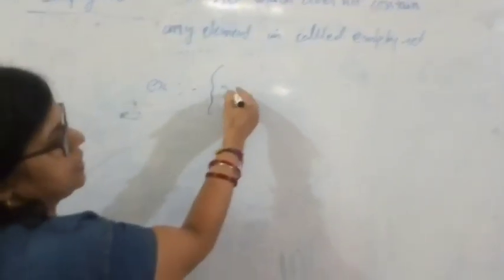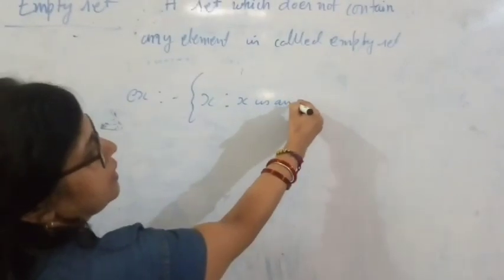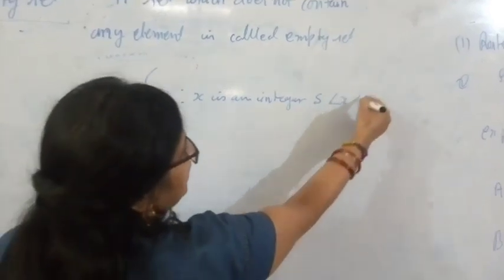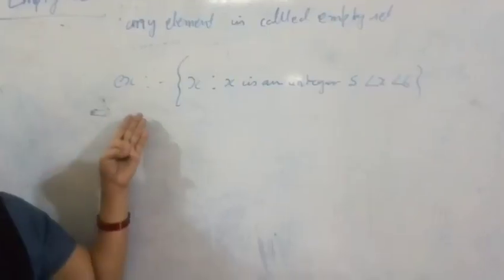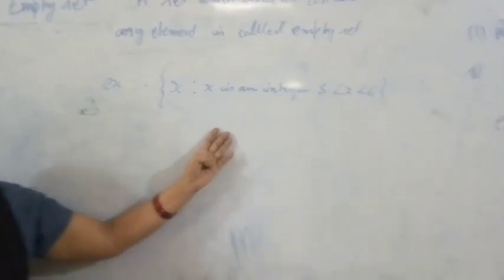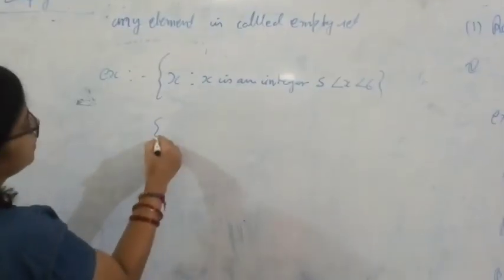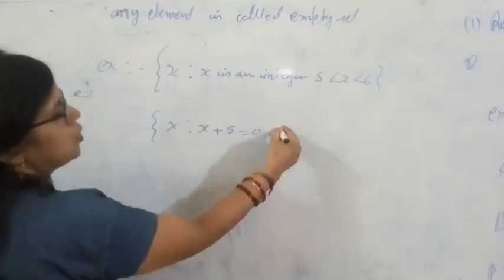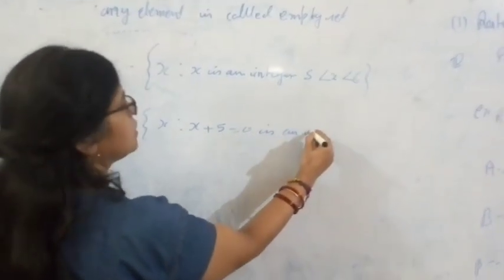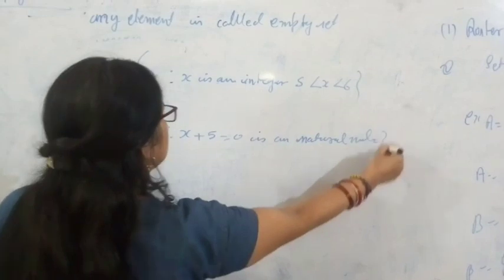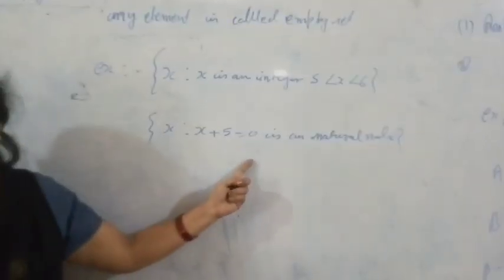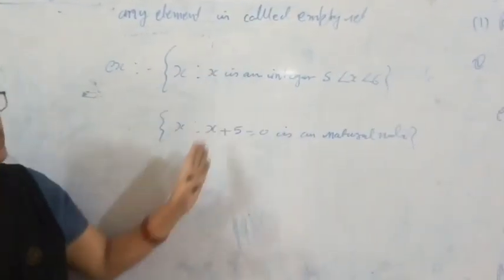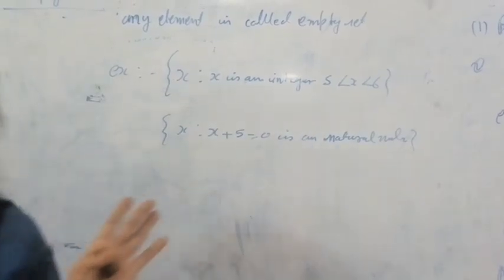How? See, x such that x is an integer between 5 and 6. Here there is no integer between 5 and 6. It means this is an empty set. One more example. x such that x plus 5 equals 0 and x is a natural number. Here x is equal to minus 5. Minus 5 is not a natural number. Means this is also an empty set. Like this we can give any example of an empty set.